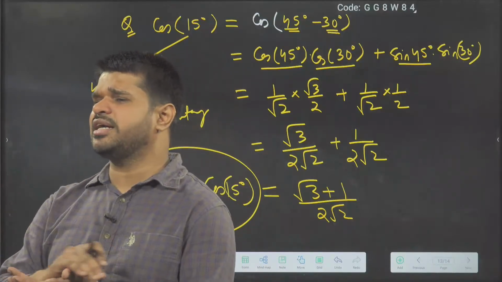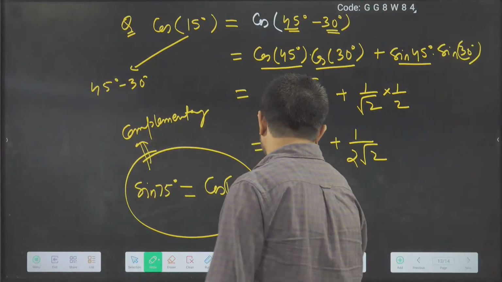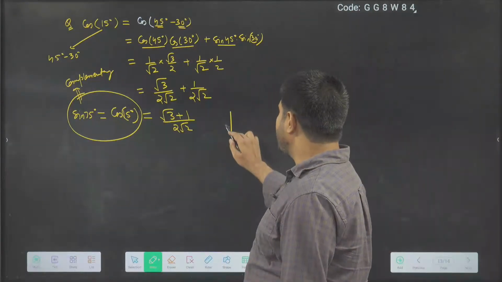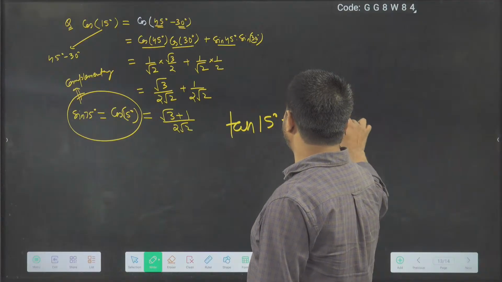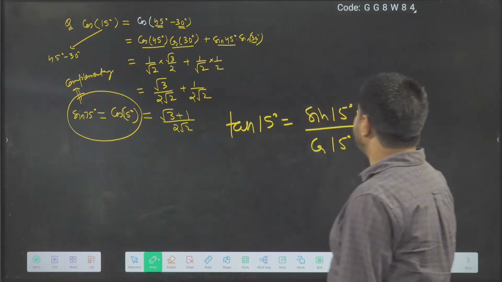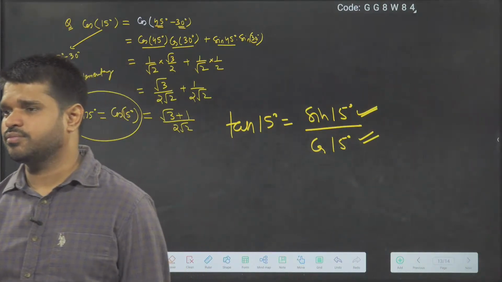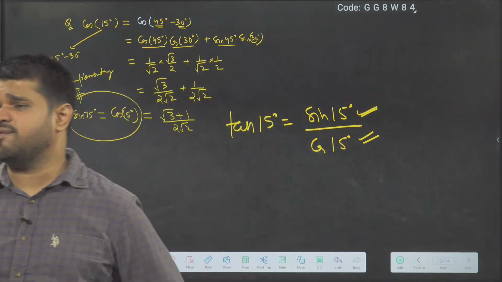Tan formula I didn't teach, na? Tan, leave it. Acha, tan 15 you can find. How? Someone is asking tan 15. Tan 15 degree will be sine 15 degree by cos 15 degree. Sine 15, cos 15, both you know. Find tan 15. Okay? Is it clear how to find tan 15?